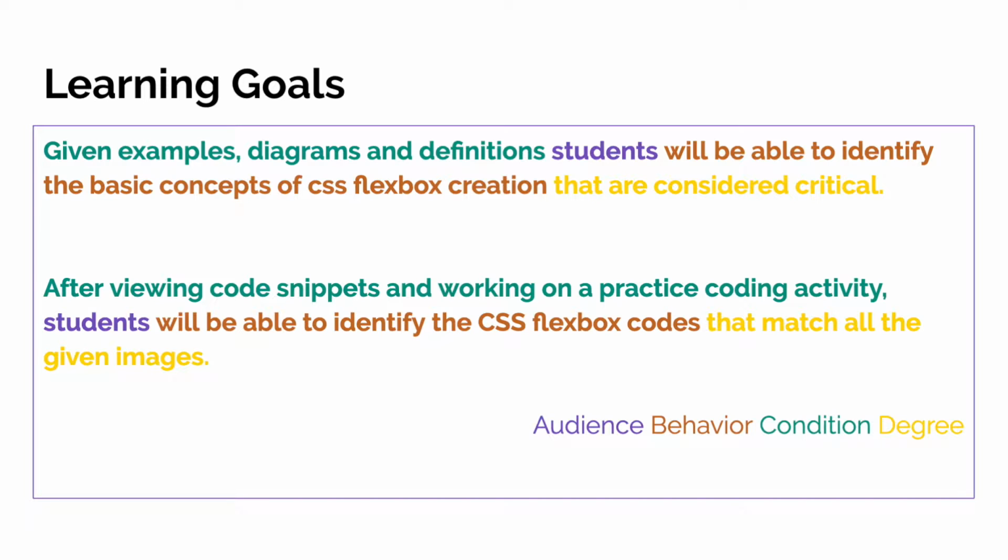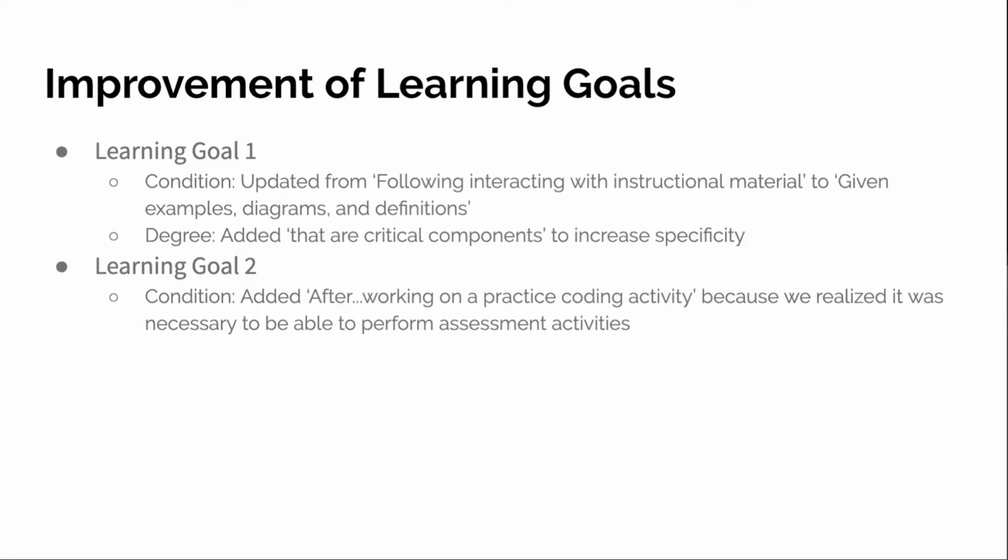We refined these goals as we were developing assessment questions and then creating our instructional material. For Learning Goal 1, we updated the condition from following interaction with instructional material to given examples, diagrams, and definitions in order to add specificity and directly correlate the assessment questions with the instructional material. We also wanted to narrow the scope of the concepts of Flexbox that we wanted the students to be comfortable with, so we updated the degree to concepts that are critical components. For Learning Goal 2, we realized that we needed to create additional interactive practice material with real-time feedback in order to have students recall the information, so we updated the condition of the learning goal to include that practice activity.